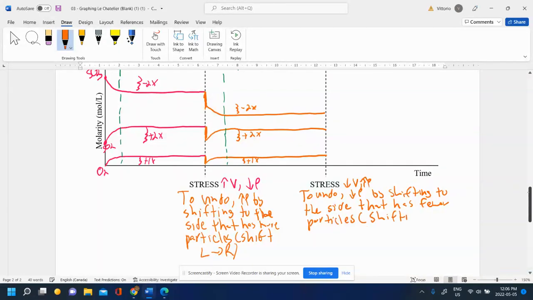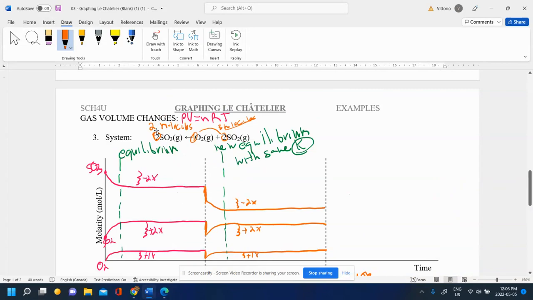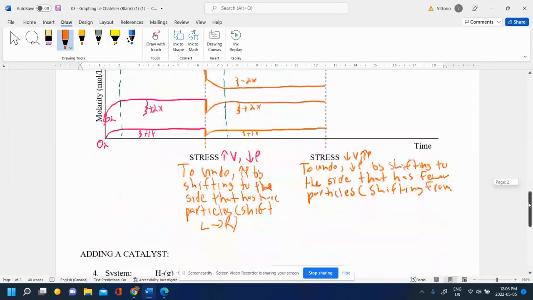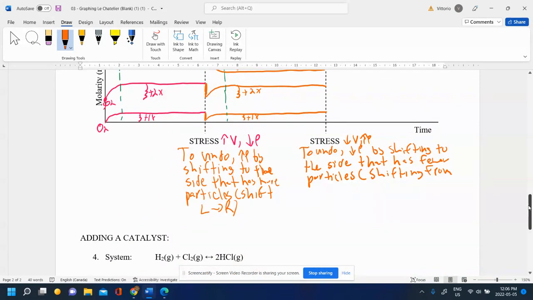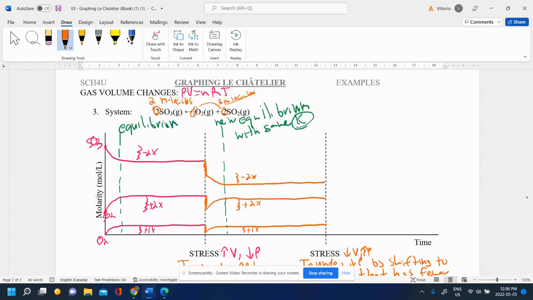Let's go take a look. Shifting from, let's see, so fewer particles on this side because there's only 2 versus 3, so shifting from the right to the left. So let's just do this symbol here, right to left. In this case, we're going to be going the other way now. We'll be using up SO2 and O2 to make SO3. So our SO3 will rise and SO2 and O2 will go down.